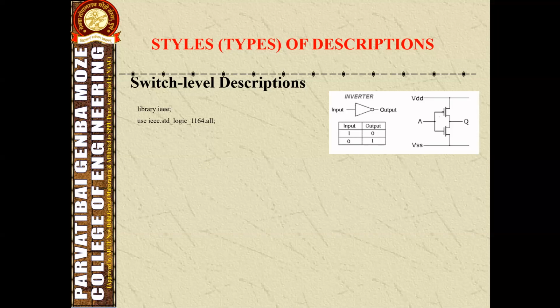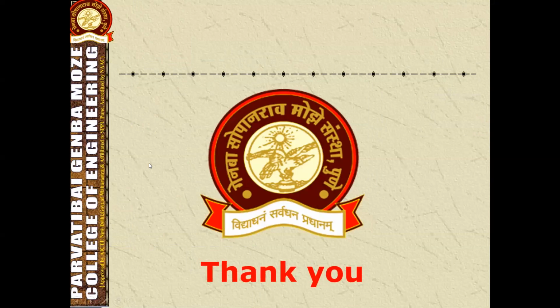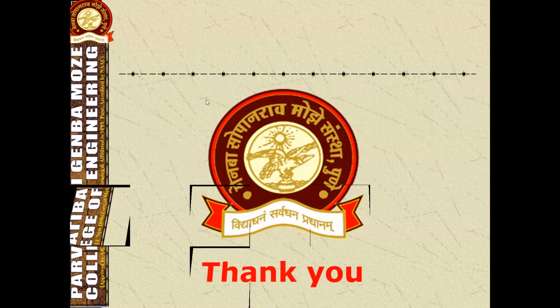Because this switch level mainly describes using switches or transistors, we are going to construct a switch level description by using the example of an inverter. Here the figure in the slide shows an inverter which has a single input and single output. If a high input is provided to the inverter, it will provide a low output, and if it takes a zero or low input, it will give a high output. This inverter uses two transistors, one is PMOS and another one is NMOS. Using these transistors, we are going to write the switch level description. So let's see how to write.